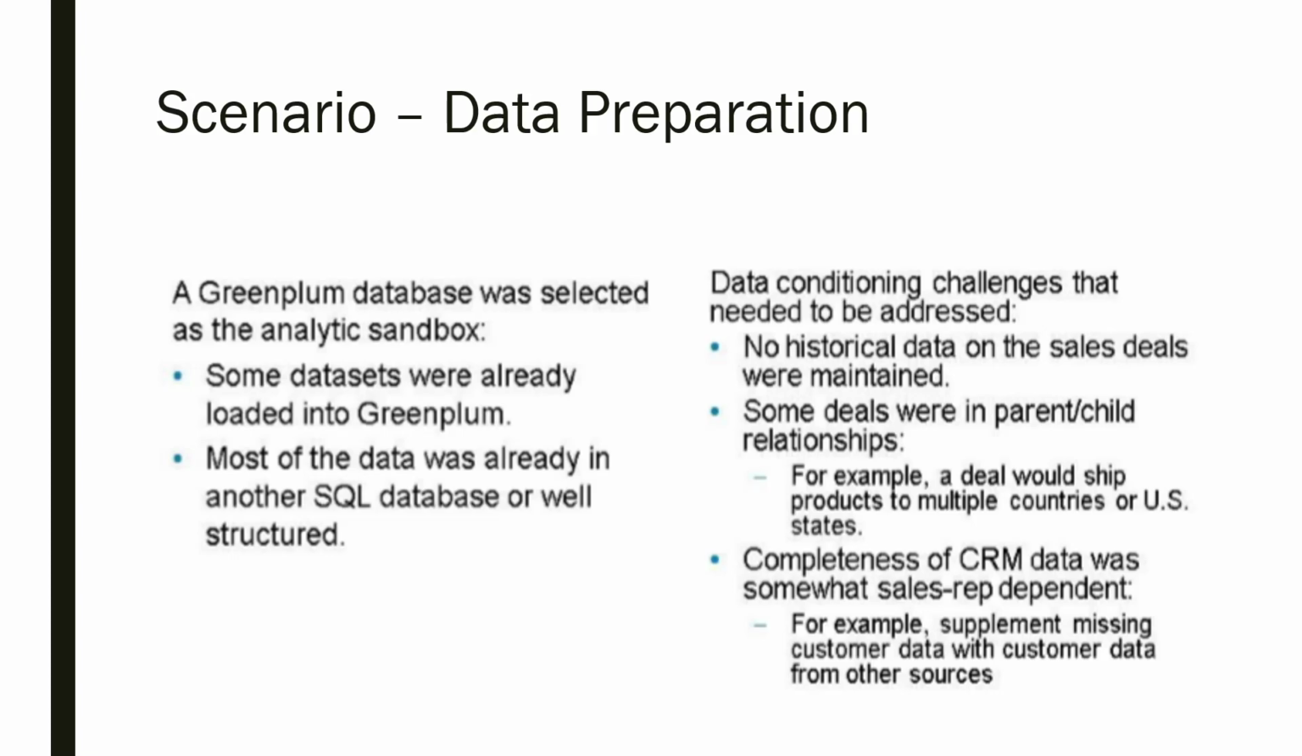There are some data conditioning challenges that we need to consider. There's no historical data on the sale deals that were maintained. Some deals were in a parent-child relationship, so for instance, a deal would ship products to multiple countries or US states, so it's something we need to consider when we're doing the analysis. The completeness of the CRM data was somewhat sales rep dependent, so if the sales rep decided to put the data in, then that was good, but sometimes the sales rep didn't put the data in, so there are gaps within the data itself.